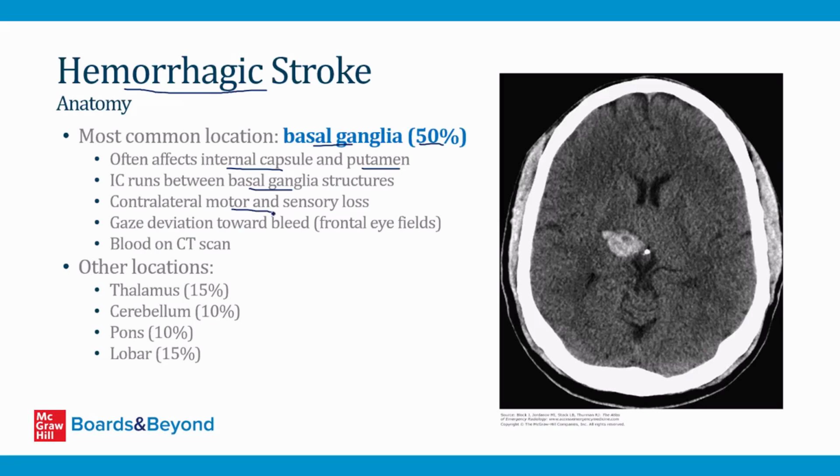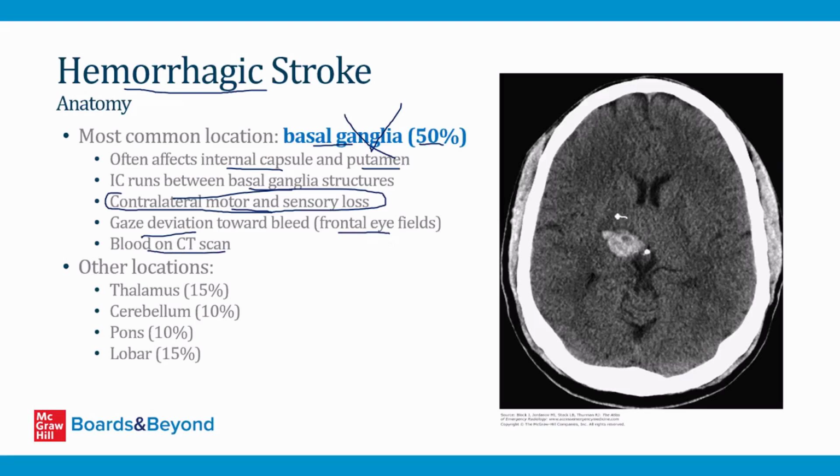So when you have damage to the basal ganglia from a hemorrhagic stroke, often the patient will present with hemiparesis and hemisensory loss, and that's because of damage to the internal capsule. You can also see gaze deviation toward the side of the bleed. This is because the basal ganglia lies very close to the frontal eye fields in the frontal lobe, and when they get damaged, you get gaze deviation toward the side of the bleed. And then the diagnosis is usually made by CT scan, which will show blood.